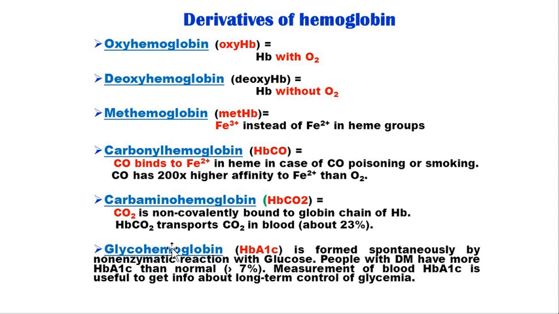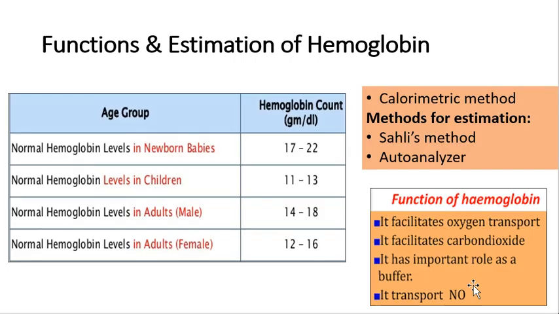One last form of hemoglobin is glycosylated hemoglobin, which is HbA1c. This is the glucose-bound form of hemoglobin; free hemoglobin bound with glucose exists as glycosylated hemoglobin. This is used to assess the diabetic control of a person. So the HbA1c test is done to assess how well controlled a patient's diabetes is.